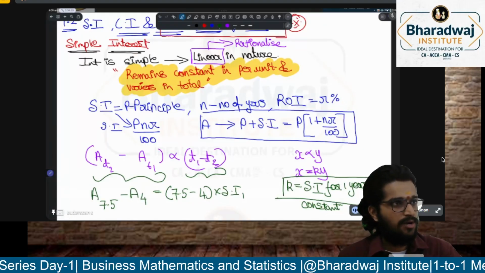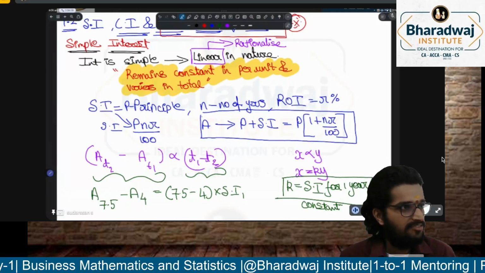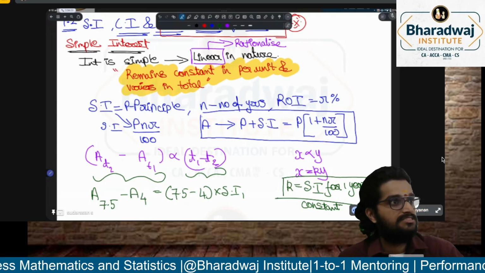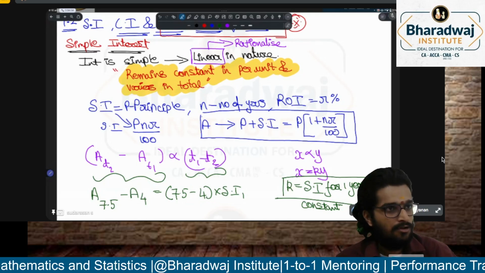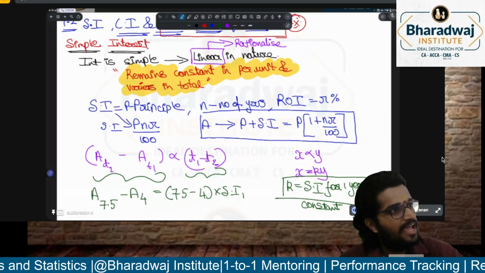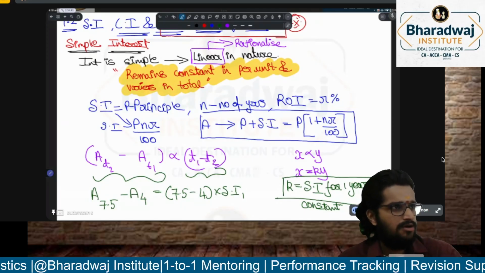Let's have a quick revision. What is meant by simple interest? With the name itself, it's simple in nature and linear. What is meant by the term simple linear? Which means you will be able to rationalize the interest for 1 year, 1 month, 1 day, and so on. Now, what are the 3 things you have to note?